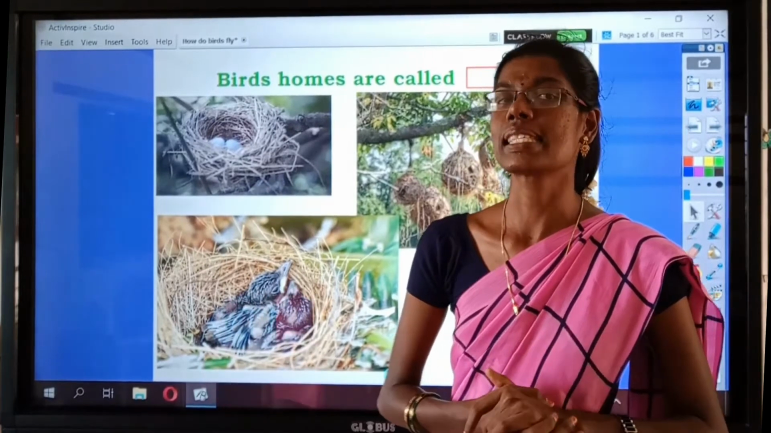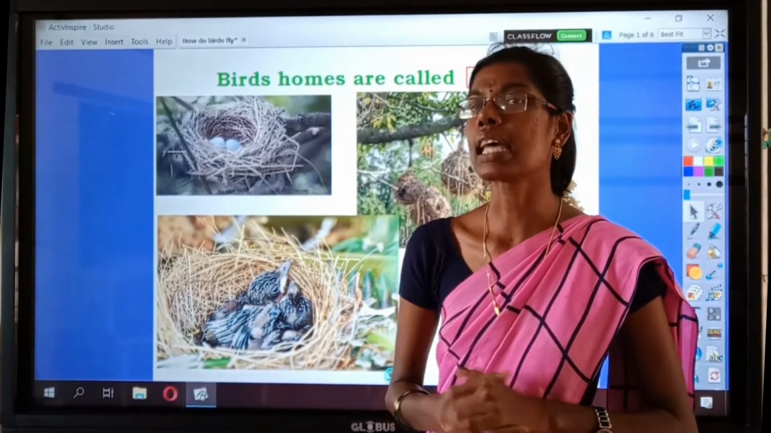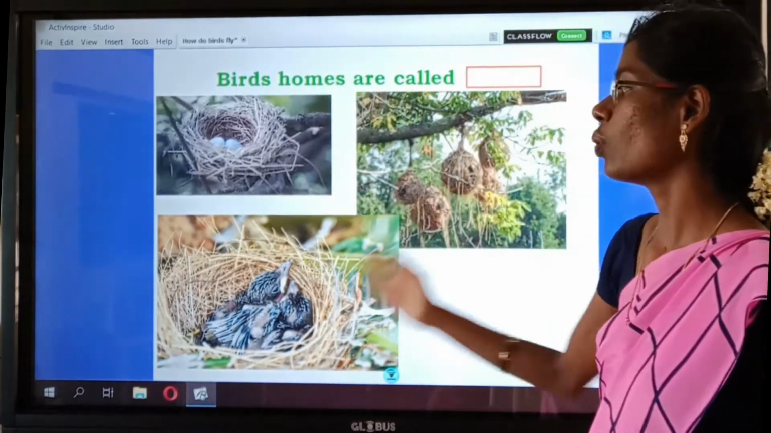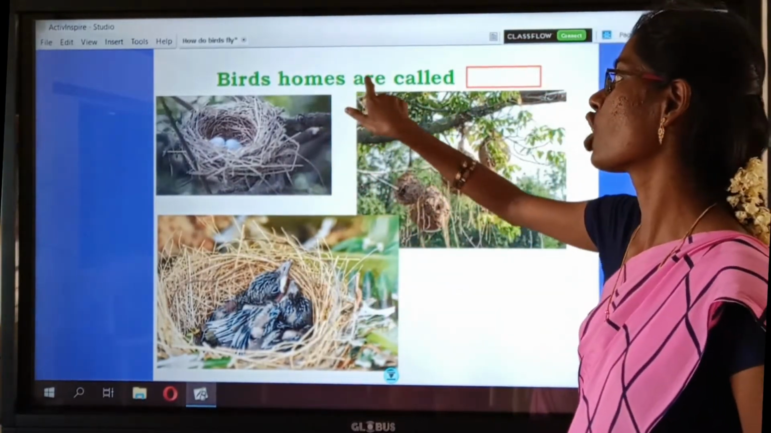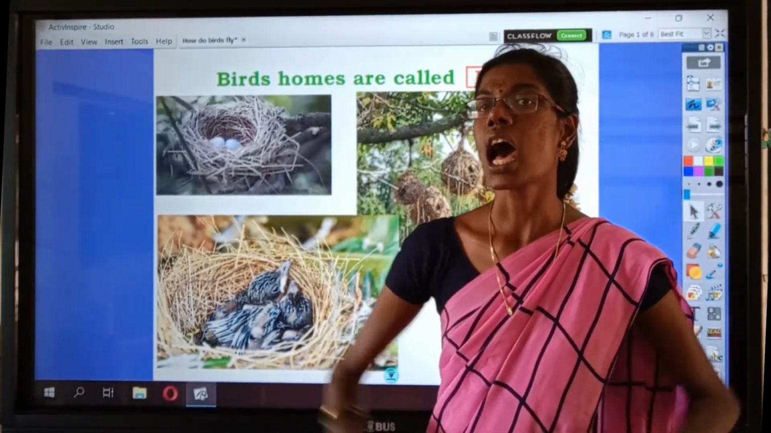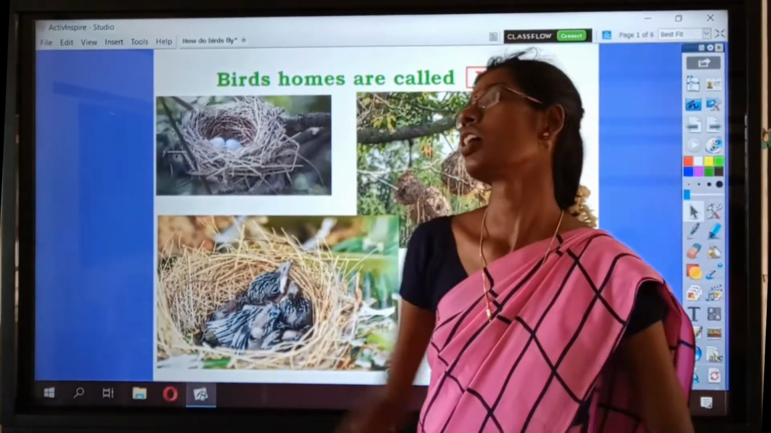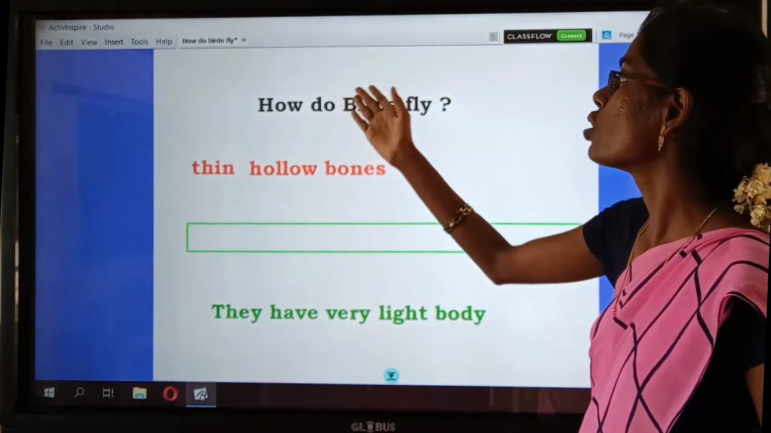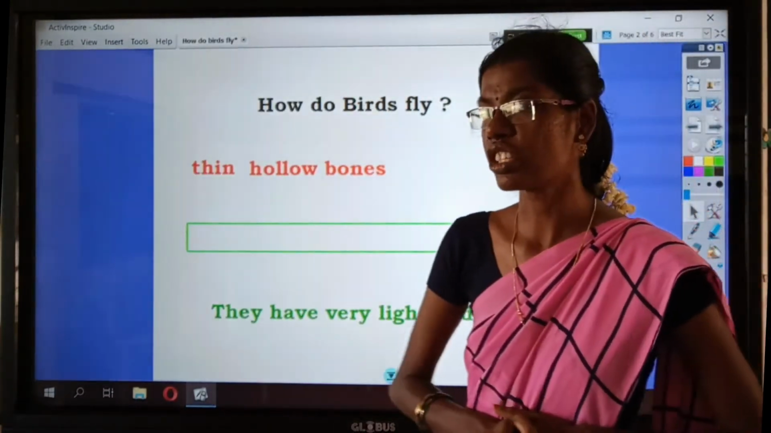In the previous science class, we have seen birds are feathered friends. We know that birds' homes are called, what is it named? Birds' homes are called nest. In today's class, we are going to see how birds are flying. Let's see now. How do birds fly? This is today's topic.